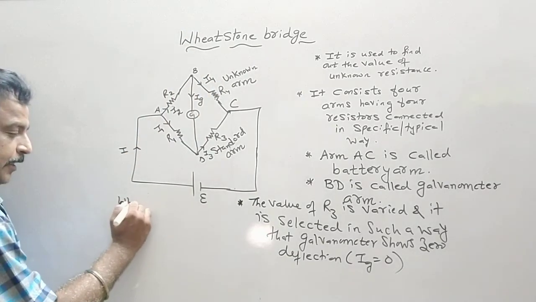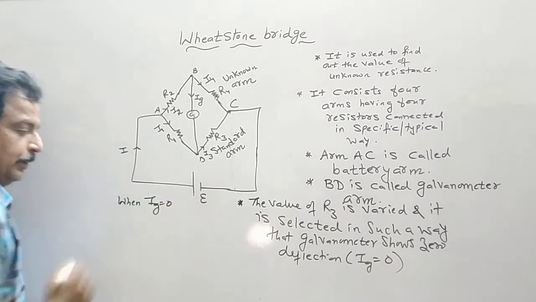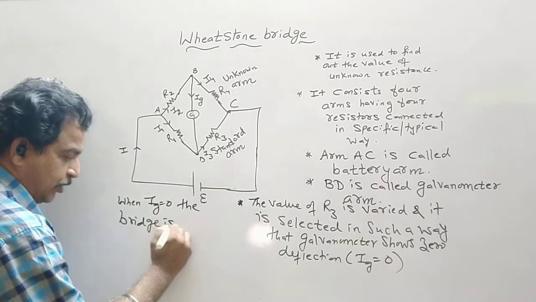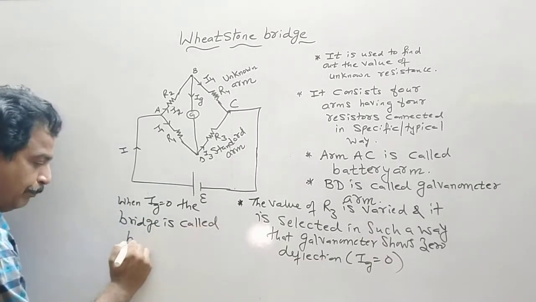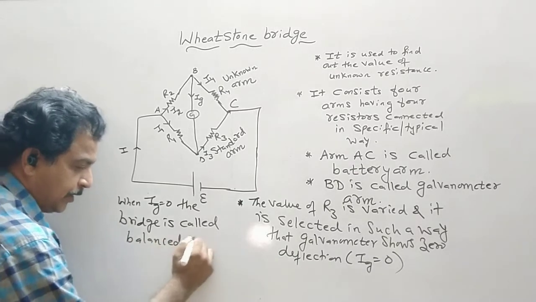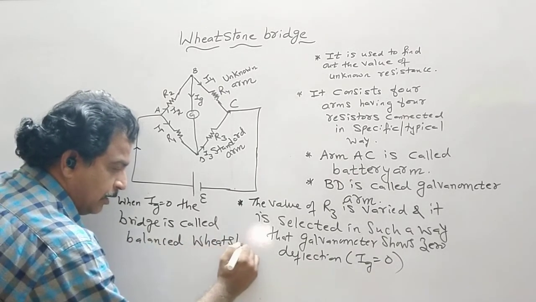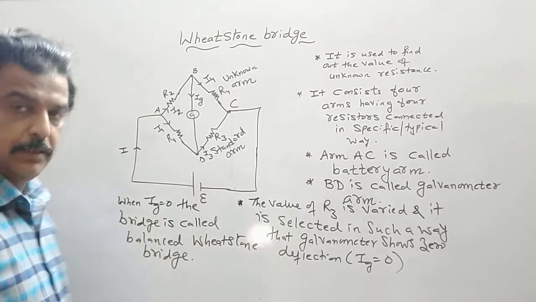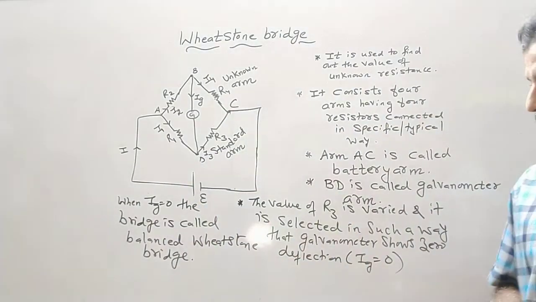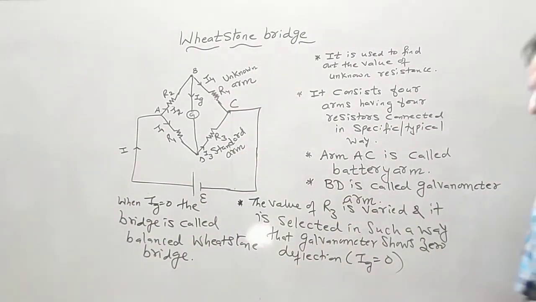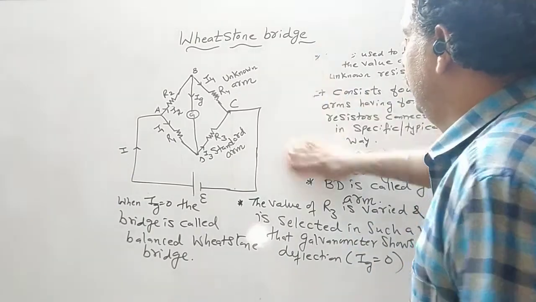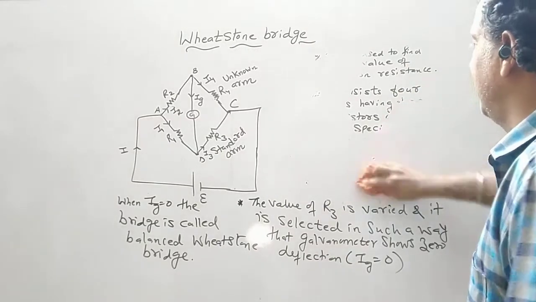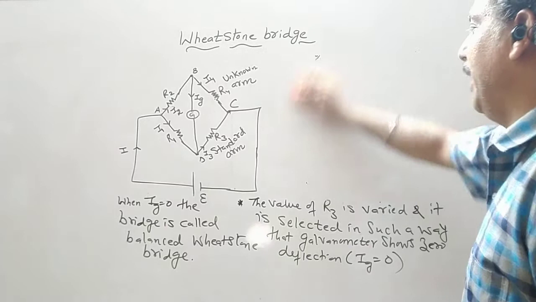So when Ig is 0, the bridge is called a balanced Wheatstone bridge. So this is the situation. We arrived at a balanced Wheatstone bridge by adjusting the value of R3. By adjusting the value of R3, we have balanced the Wheatstone bridge.